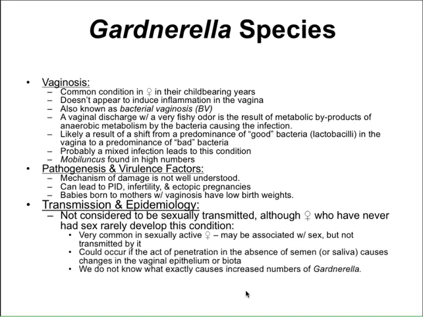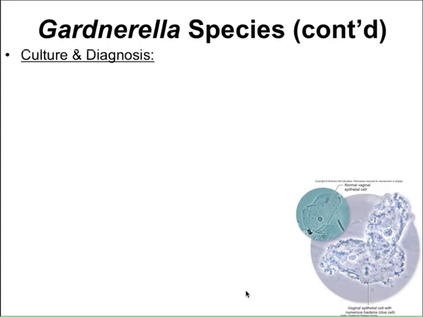It's not considered sexually transmitted. It's very common in sexually active women and may be associated with sex, but it's not transmitted by sex. It could occur if the act of penetration in the absence of semen causes changes in the biota. We don't know exactly what causes the increased numbers of Gardnerella. pH is typically higher in vaginosis.